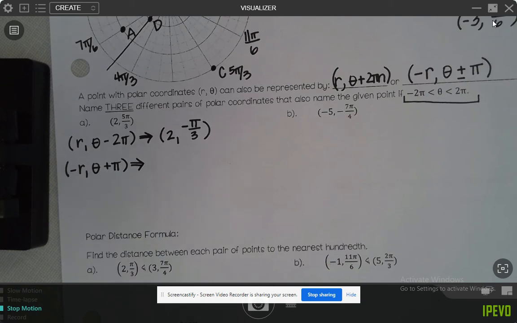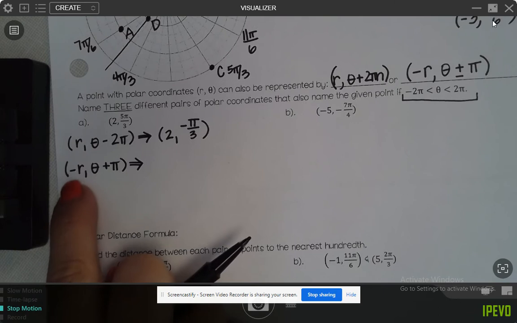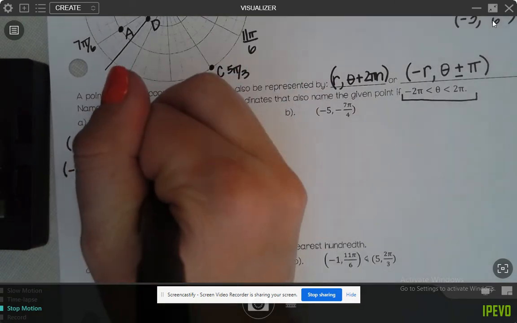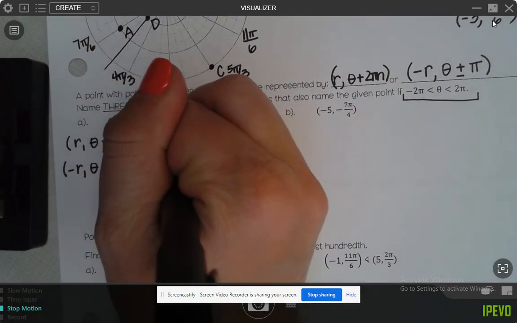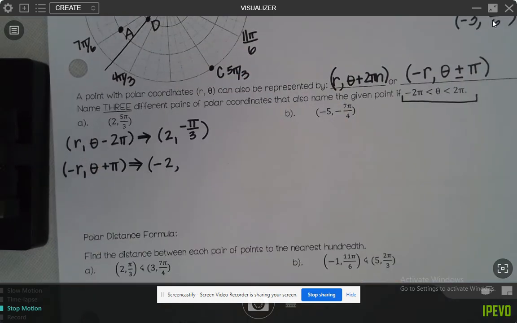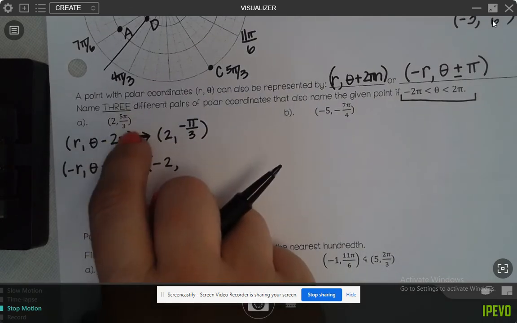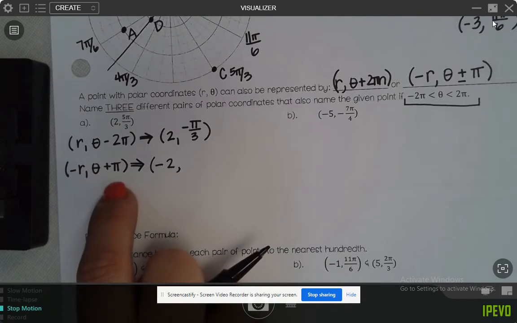What's my radius in my original problem? 2. But what do I want to do with the radius? You want to flip it, right? Okay, so it's going to become negative 2, comma, well, am I adding or subtracting pi? Adding pi to what? My original angle, okay? Theta plus pi. Does everybody see what I mean by that?